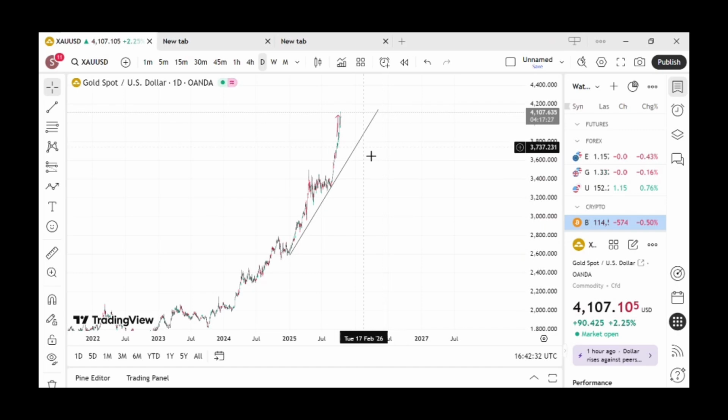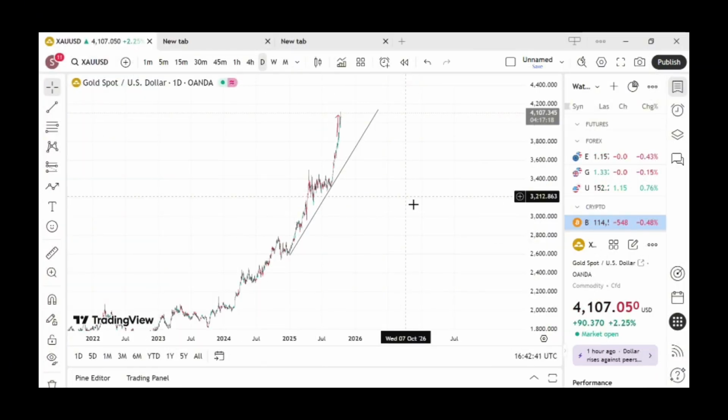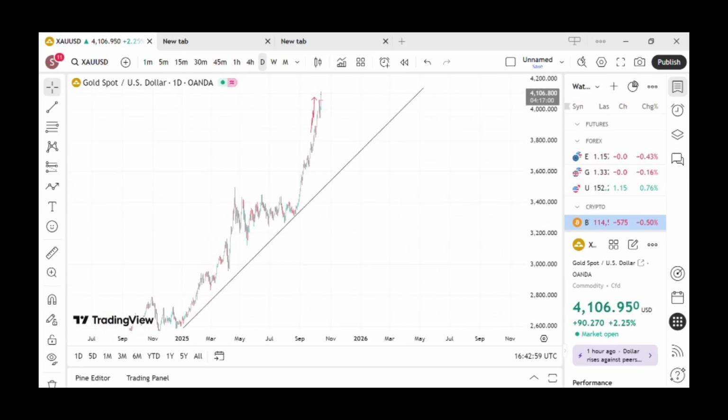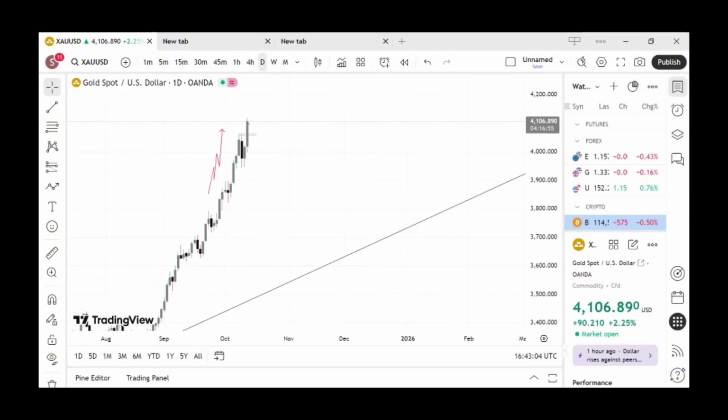So the next thing I will do is go check for rule 2, which says look out for area of interest within the major swing time frame. Now, if we are to look out for area of interest within this major swing time frame, those are areas that we likely believe that price will react on, maybe to continue buying or to reverse price, right? So I will zoom out. Let's look for area of interest where price will likely want to react.